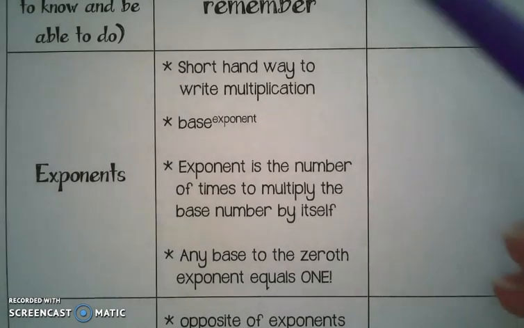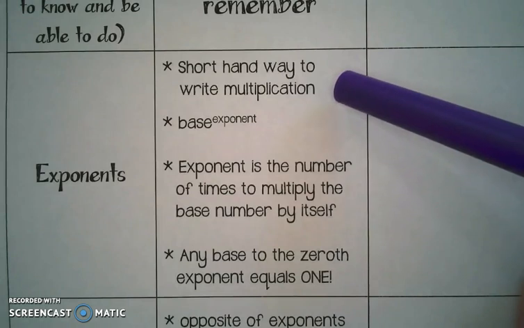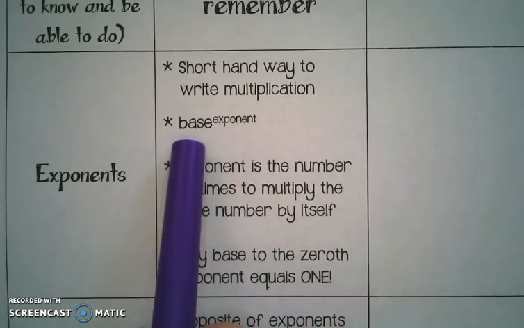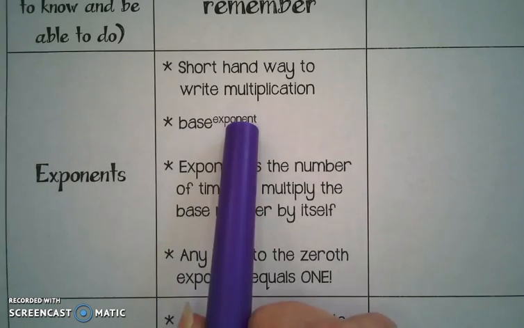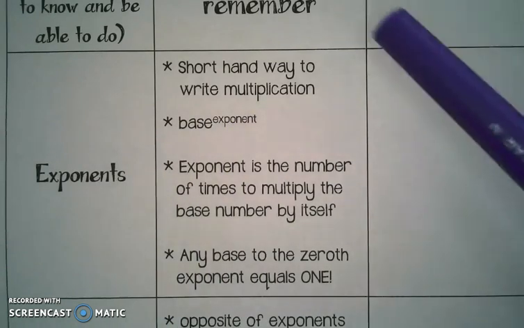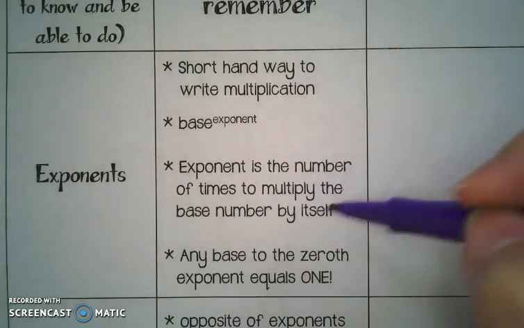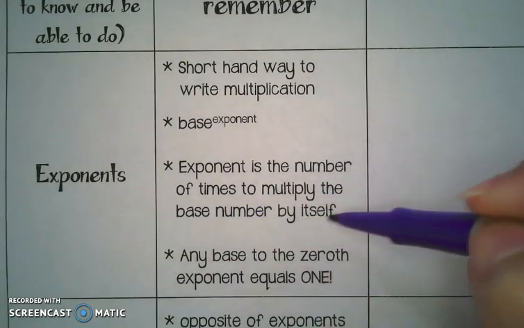So first, an exponent is just a way to write multiplication. So when we multiply by something over and over and over again, we use an exponent. And the large number that you write is the base, the small number is the exponent. And this exponent tells you how many times to multiply the base number by itself.